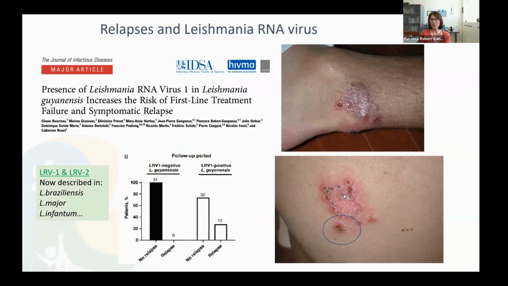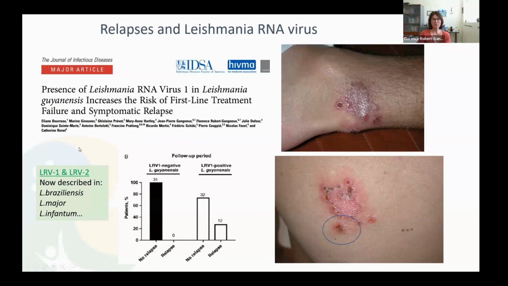After an initial cure of the first lesion here at the center, a month later, there is an appearance of new lesions at the periphery. So this is a typical picture of recurrence or relapse after initial cure. And those cases have been described to be more often associated with Leishmania virus.